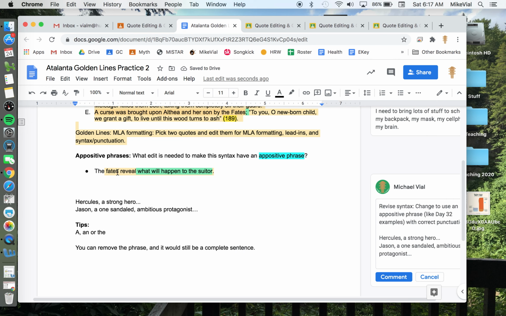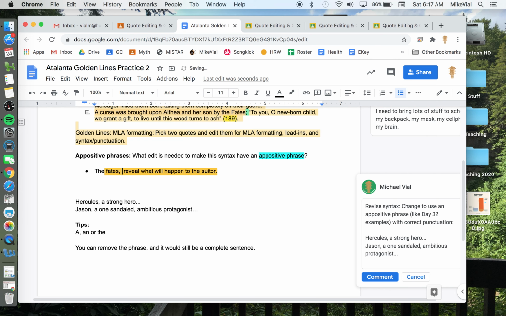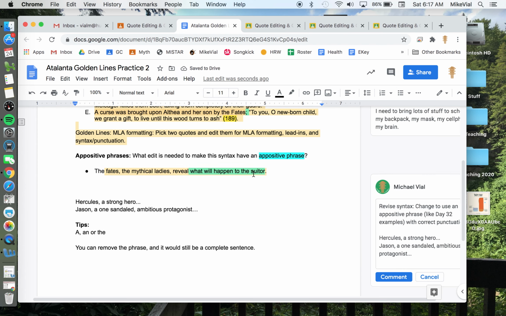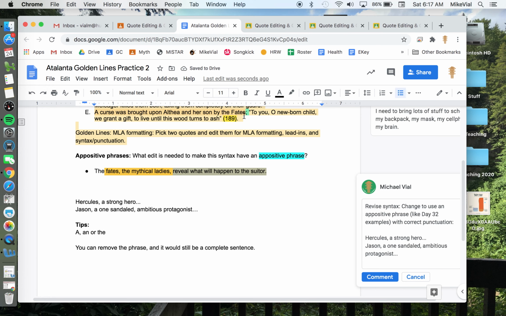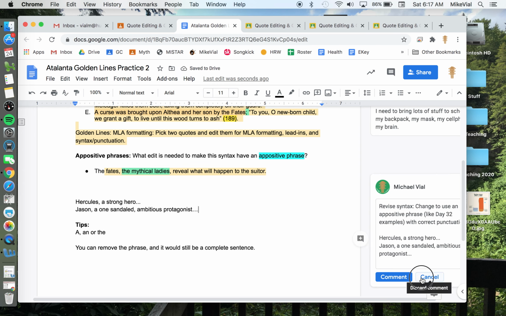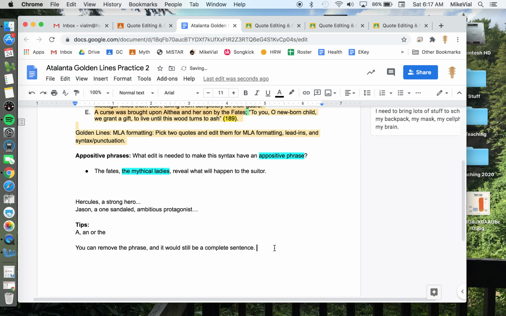So the fates, comma, who are they? The mythical something, comma, reveal what will happen to the suitors. See how we can remove that appositive phrase and it's still going to be a complete sentence? I call this adding blue whenever we're expanding our sentence structure. And the appositive phrase is one of the easiest phrases to learn because we have that tip of using a, an, or the, and we know we can remove it.